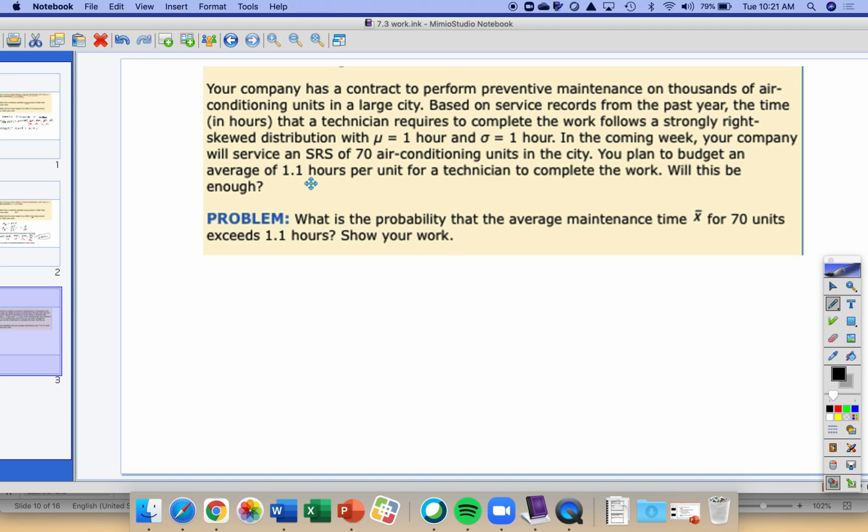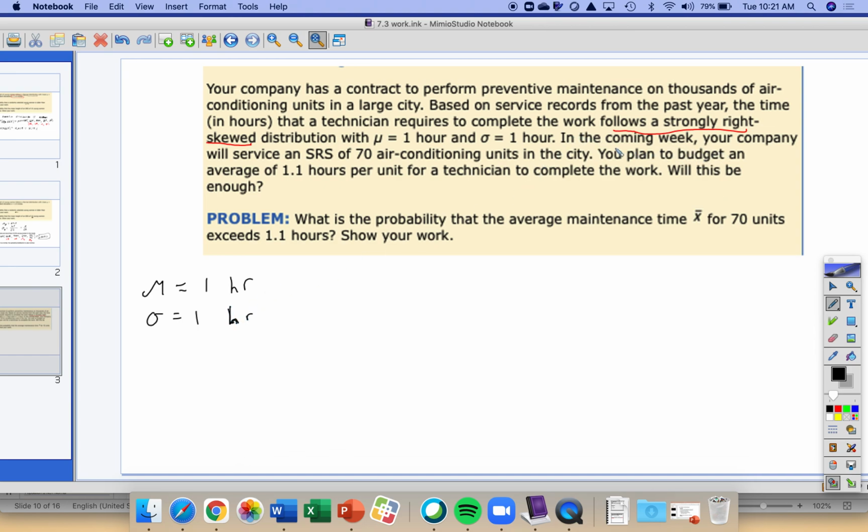So it says your company has a contract to perform preventative maintenance on thousands of air conditioning units in a large city. Based on the service records from the past year, the time in hours that a technician requires to complete the work follows a strongly right skewed distribution. There it is. The population distribution is strongly right skewed. Okay, that's okay, because we're going to hopefully be able to use our central limit theorem. They give us the mean and standard deviation of our right skewed population. So I'm going to write that down, because I always write down what's given to me. The mean's 1 hour, and the standard deviation is also 1 hour.